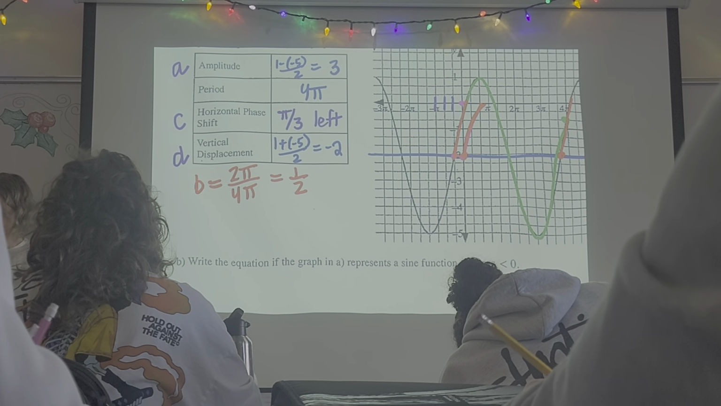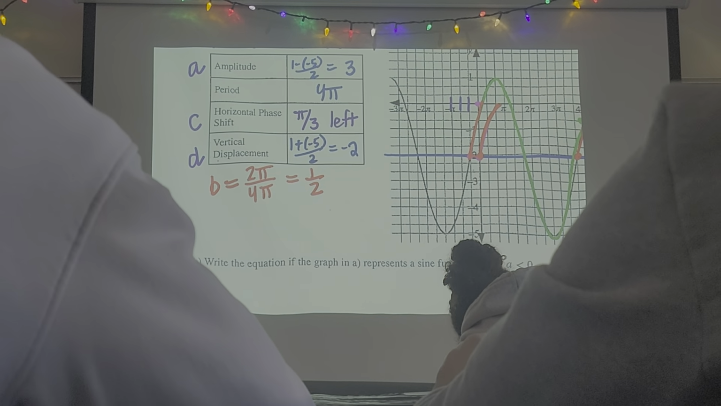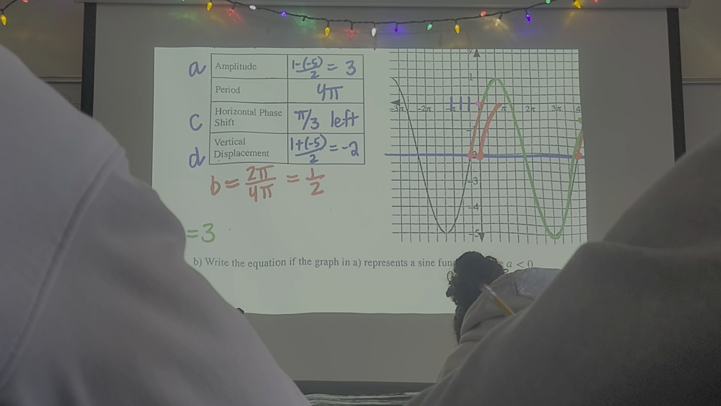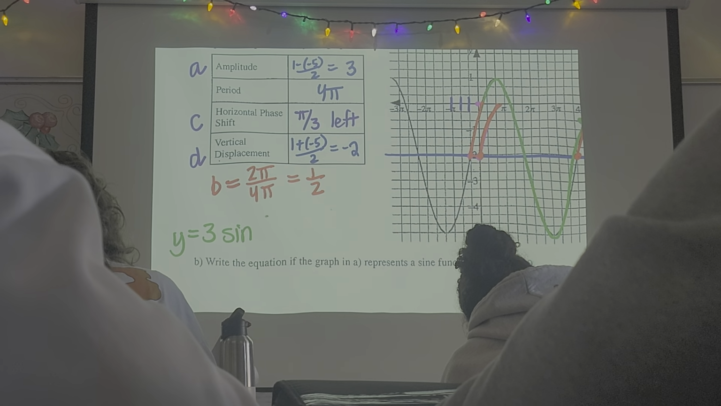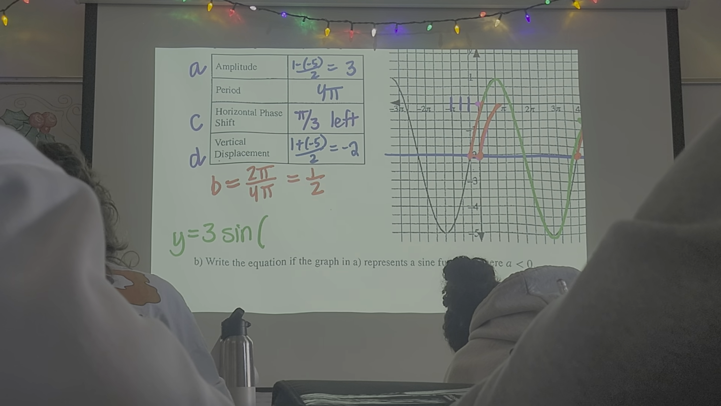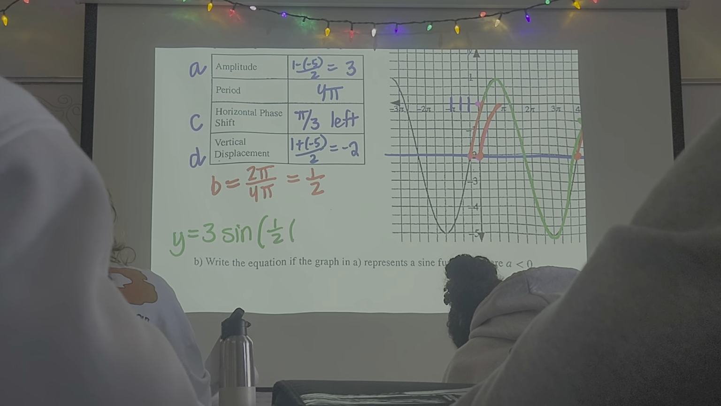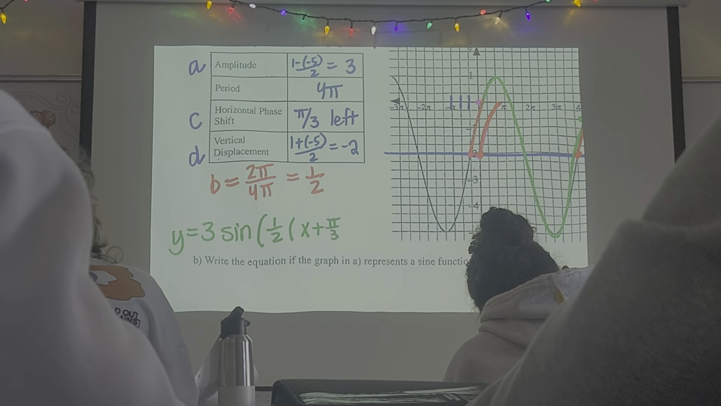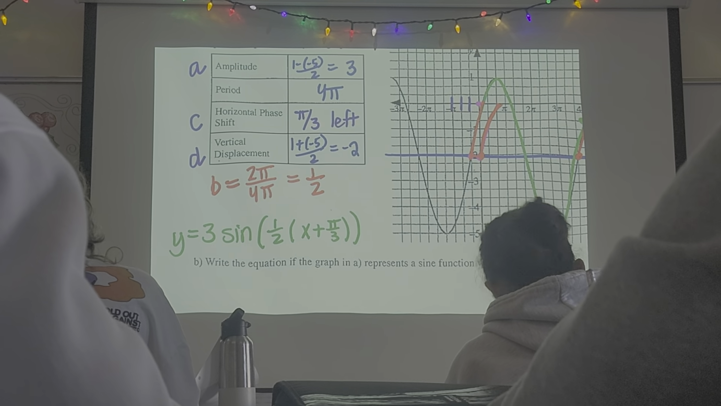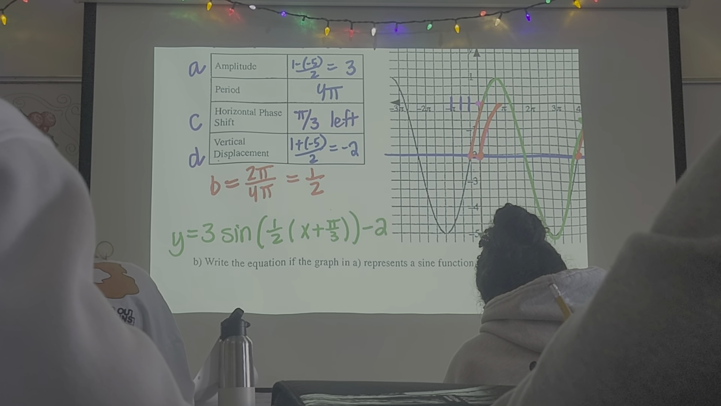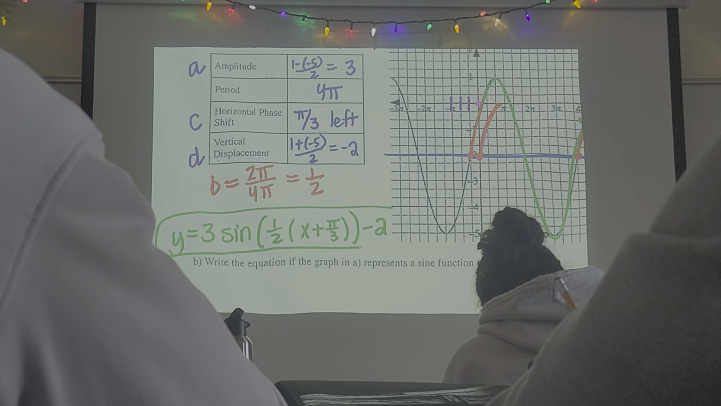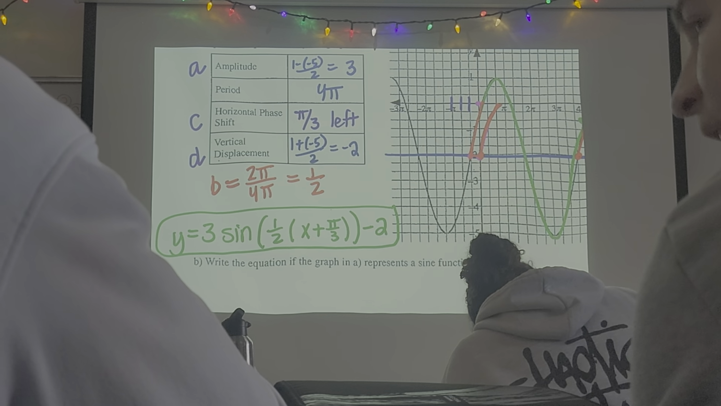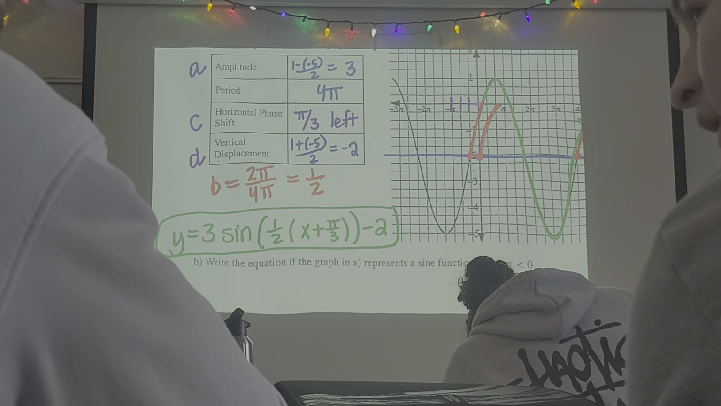So now what's the equation? Now we can do it. Y equals 3 sine 1/2 x plus pi over 3, take away 2. Ugh, we need to make it 1 for x, so x plus pi over 3, then factor.